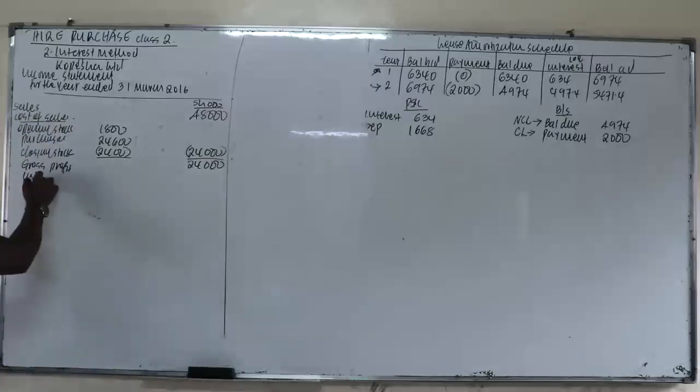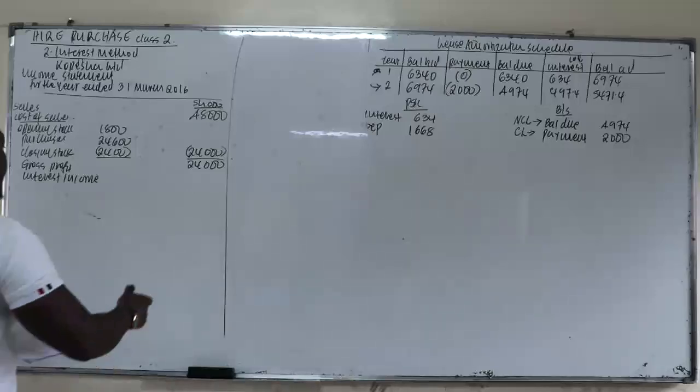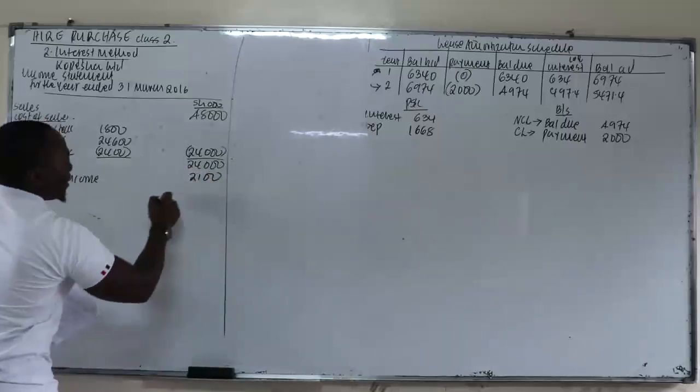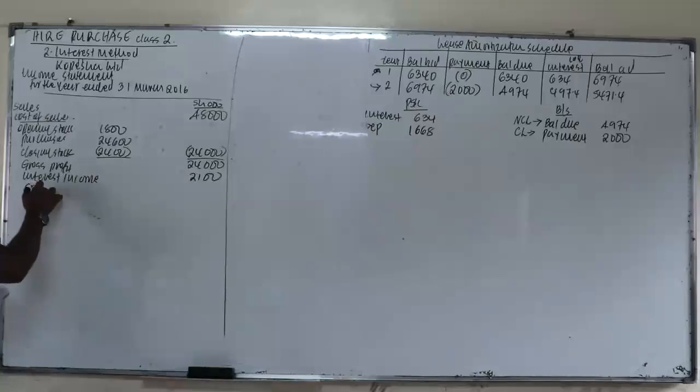Then we recognize interest income. Remember, we said that under this method, interest will be computed separately and recognized as an income. So how much was the interest income for the year? How much was the interest? 2,100, right? 2,100. Then you deduct the expenses.